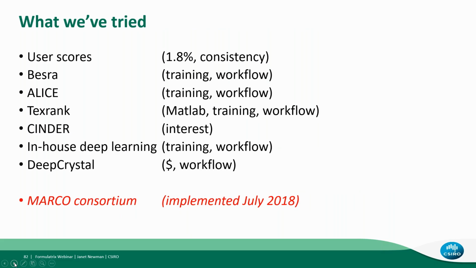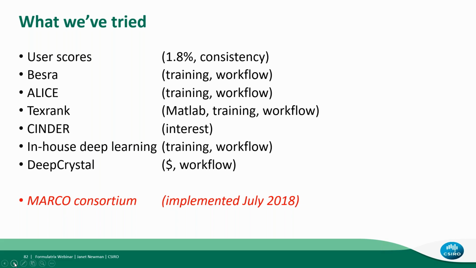So we've tried to use machine learning to classify the images that we generate in our center at CSIRO. And we've tried a number of different things. The first thing we did is we thought our users will be interested in looking at their crystals and scoring, and we found out that that was just not true. So of all the crystal images that we've collected, and we've collected about 65 million of them, less than 2% have actually been given a user score.